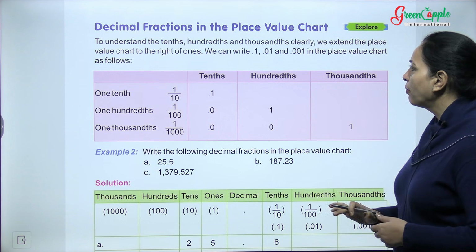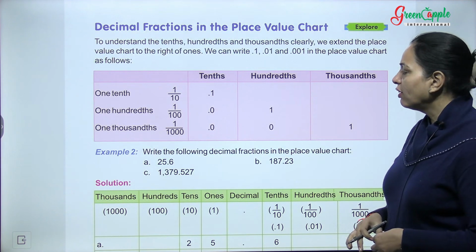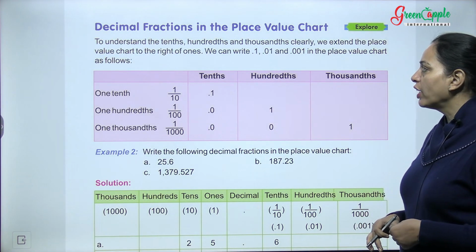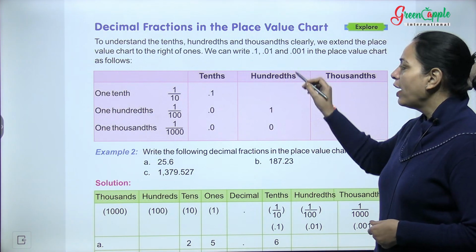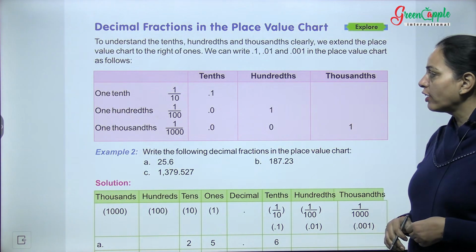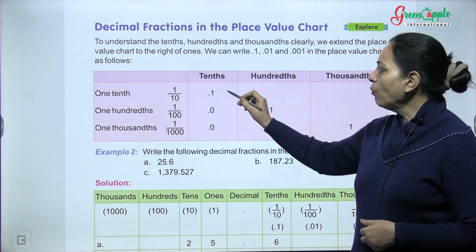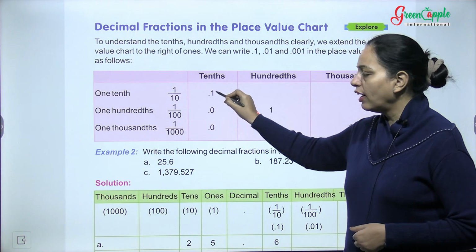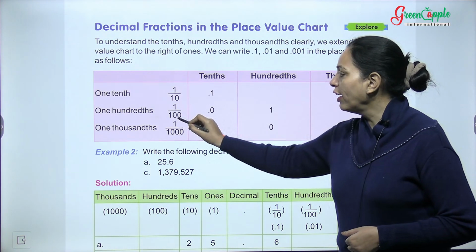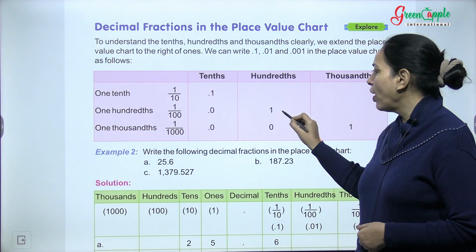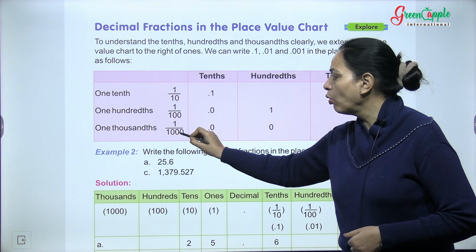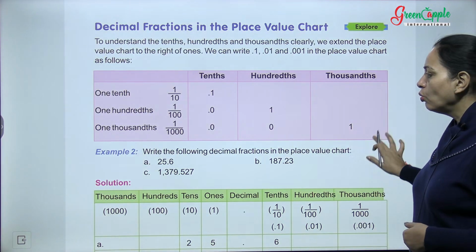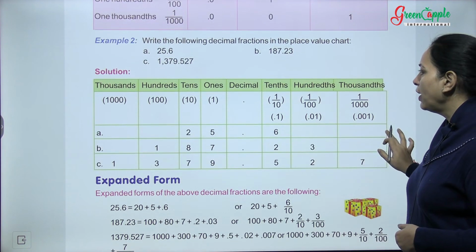Now decimal fraction in the place value chart. To understand the tenths, hundredths and thousandths clearly, we extend the place value chart to the right of ones. We can write like 0.1, 0.01 and 0.001 in the place value chart as follows. So like 1/10. So 10, 100, 1000. 1/10 means 0.1. So 1 under tenths and here nothing. 1/100 means 0.01 and 1000 means 1 upon 1000, that is 0.001.